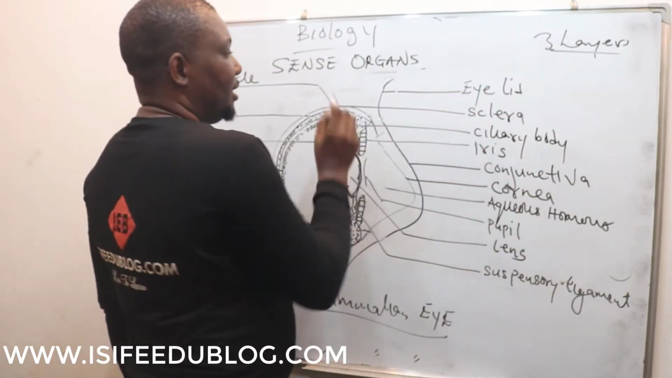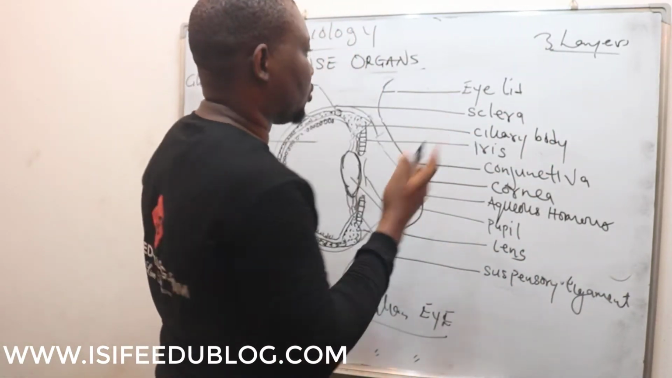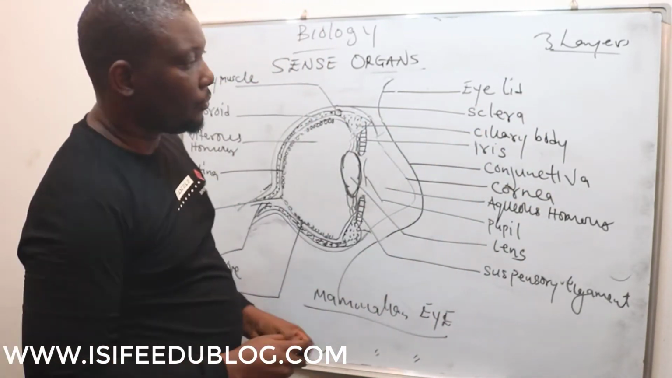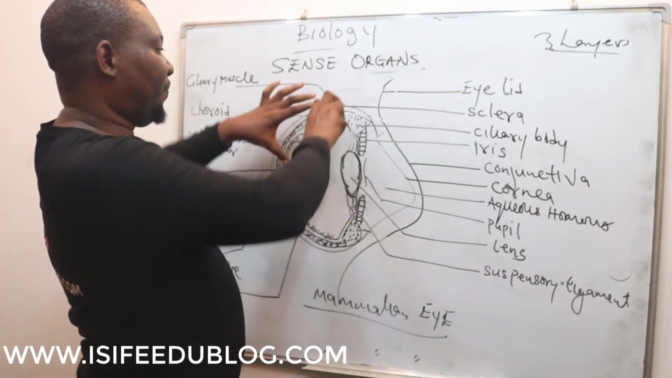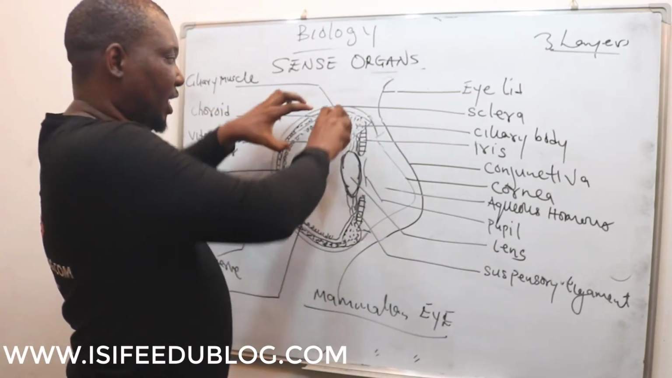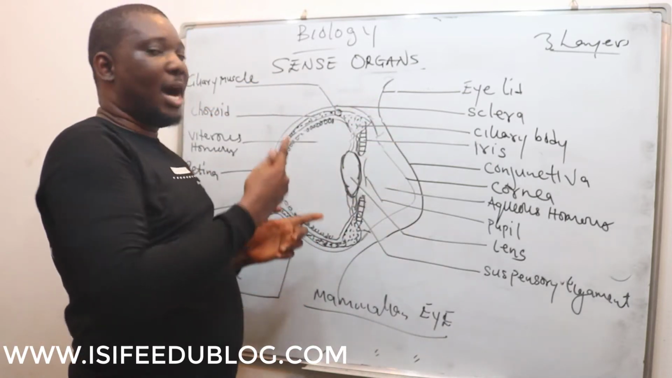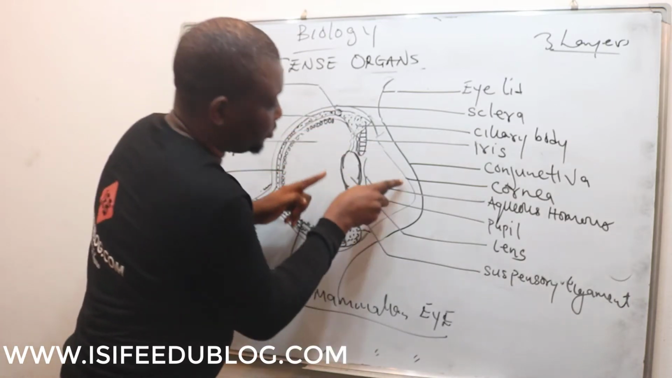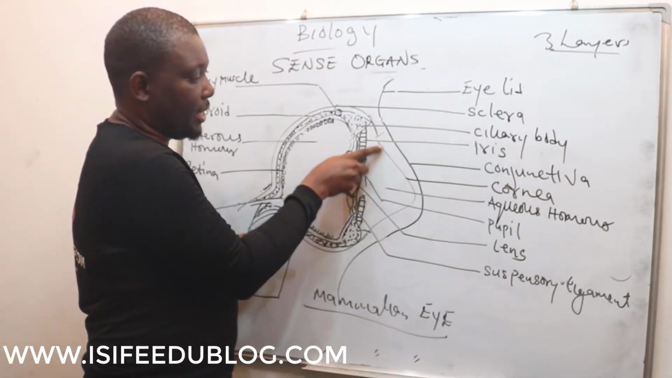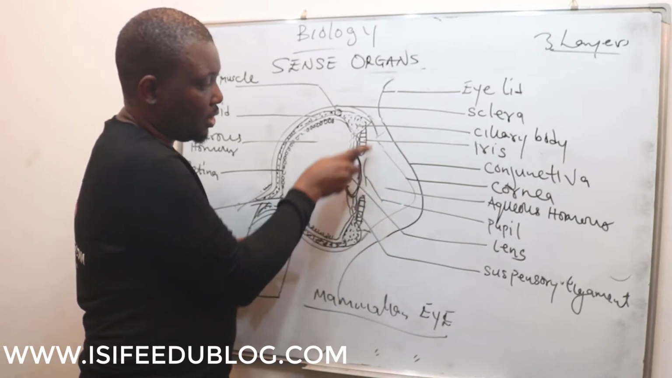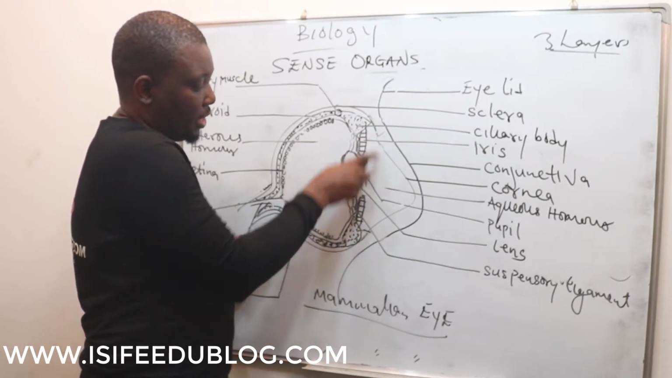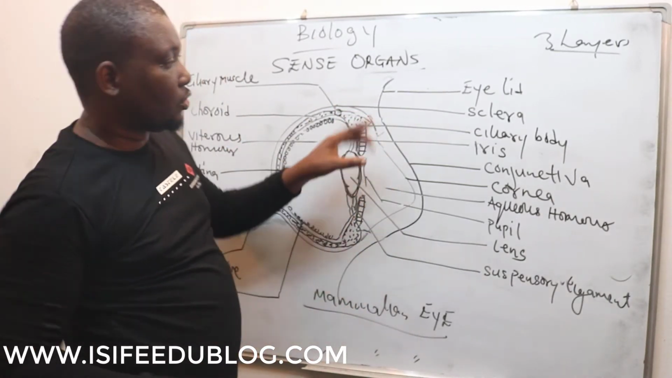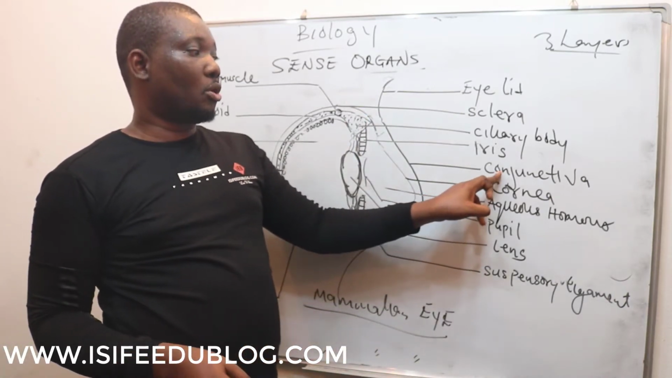There are three layers of the mammalian eye. The first layer is made up of just two main structures, the sclera and the cornea. The sclera gives the eye its proper shape and also protects the underlying parts of the eye, but it does not protect the cornea in front. The cornea is in front, so the sclera stops somewhere here. What gives protection to the cornea is the conjunctiva.